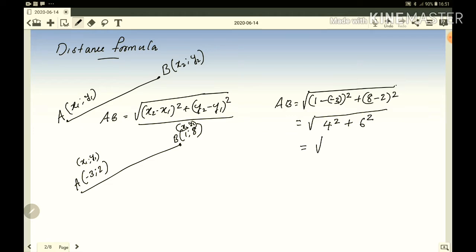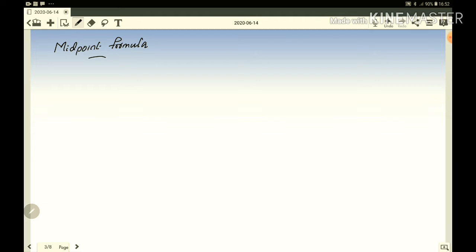So it's going to be the square root of 4 square is 16, 6 square is 36. 36 plus 16 is 52, square root of 52. Now we can simplify this square root. The simplest surd form is 2 square root of 13 units. So the distance between A and B is 2 square root of 13 units. So that is the distance formula. It's very easy.